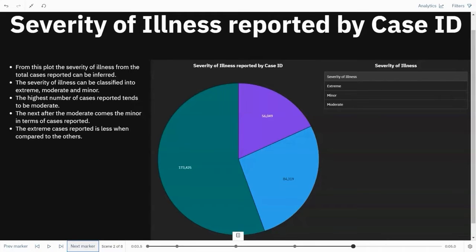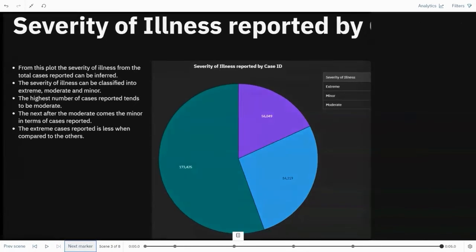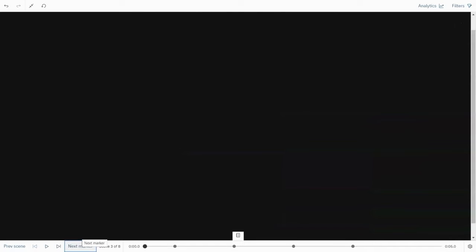The highest number of cases reported tends to be moderate and accounts for about 1,73,425. The next after the moderate comes the minor in terms of the cases reported and accounts for about 84,319. And the extreme cases account for about 56,049, which is the least when compared to the minor and moderate in terms of severity of illness reported. Moving on to the next slide.